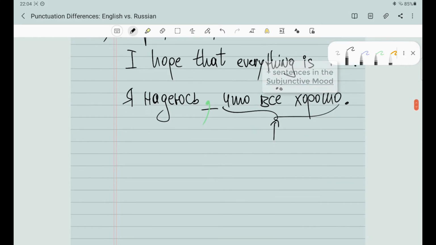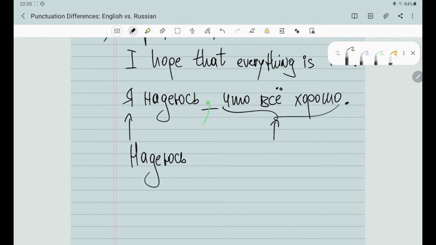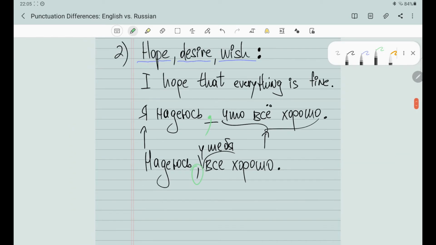The other thing I was going to say is sometimes the sentence doesn't need to have the I. The sentence can be just like надеюсь у тебя все хорошо, for example. Hope that everything is fine with you. So you can just say надеюсь, все хорошо. Hope everything is fine, or hope, у тебя все хорошо. Hope that everything is fine on your end. So you've got to put the comma there.